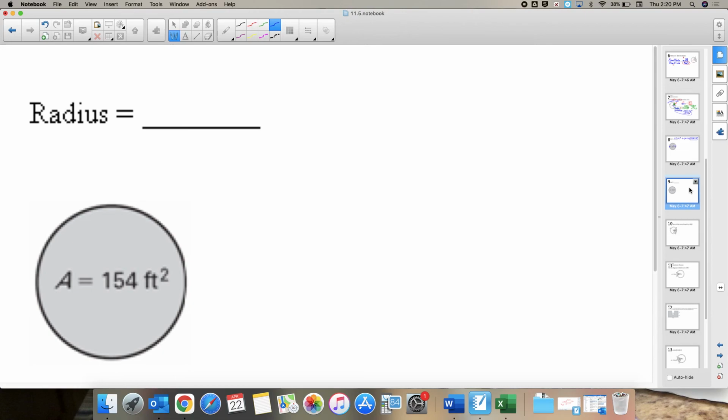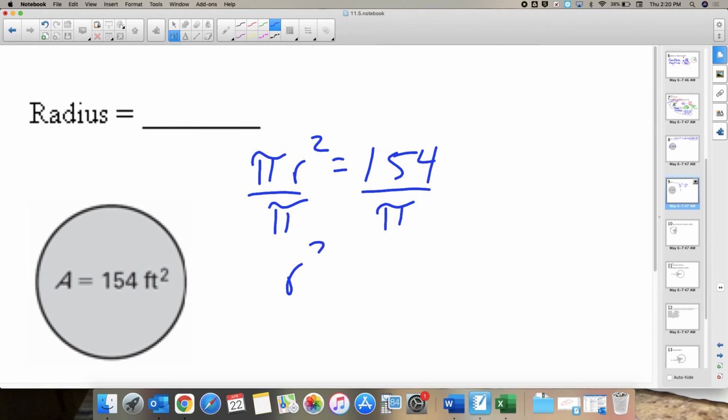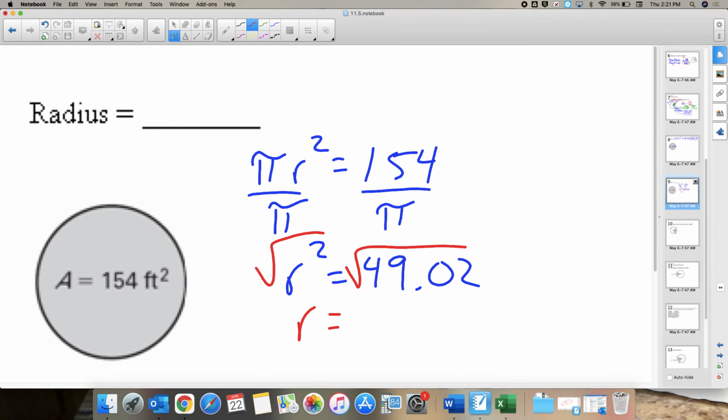In our next one, they want us to find our radius. So that pi r squared is equal to 154. First thing to do is divide by pi. We get r squared equals 49.02. And then we'll take the square root of each side. So r equals 7. And in this case, our unit is in feet.